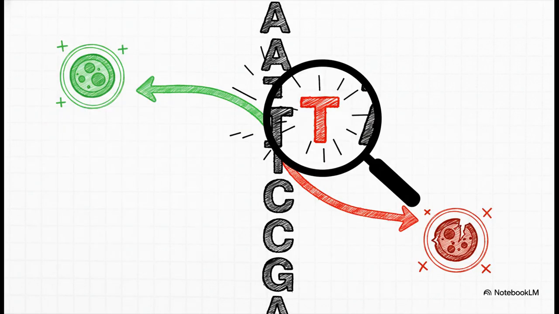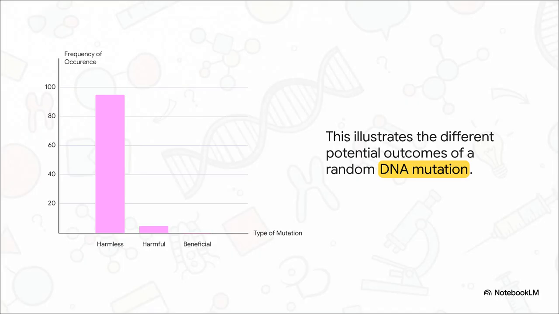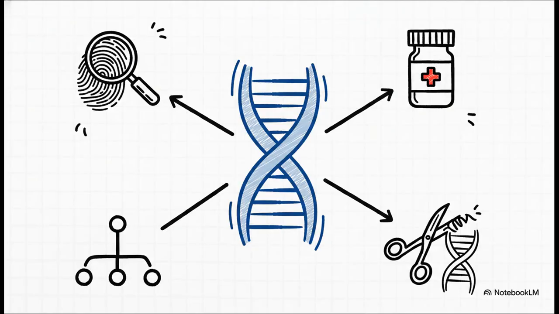And you should never, ever underestimate the power of one single letter. A tiny typo, changing just one A to a T out of 3 billion letters, can sometimes have massive consequences, for better or for worse. And we can actually see how this plays out. That huge bar on the left shows that most mutations are totally harmless. They don't do anything at all. The middle bar, that's the small fraction that can be harmful, maybe leading to diseases. And that tiny, tiny little bar on the end, that's the super rare mutation that's actually beneficial, the kind that gives a new advantage.